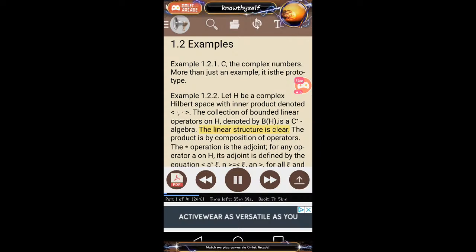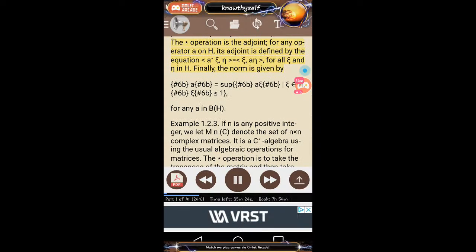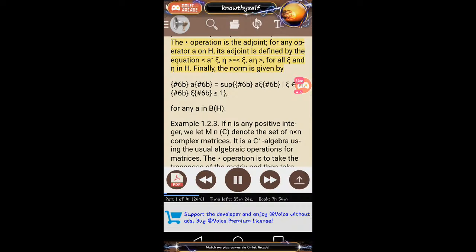The linear structure is clear. The product is by composition of operators. The operation * is the adjoint. For any operator A on H, its adjoint is defined by the equation ⟨Aξ, η⟩ equals ⟨ξ, A*η⟩, for all ξ and η in H. Finally, the norm is given by ‖A‖ equals sup of ‖Aξ‖ such that ξ is an element of H, ‖ξ‖ is less than or equal to 1, for any A in B(H).